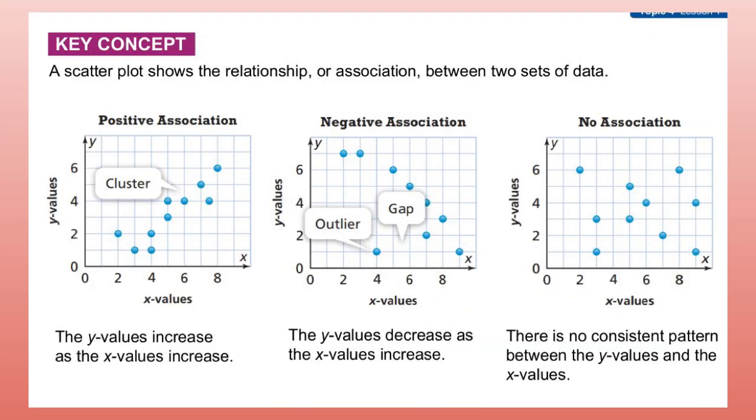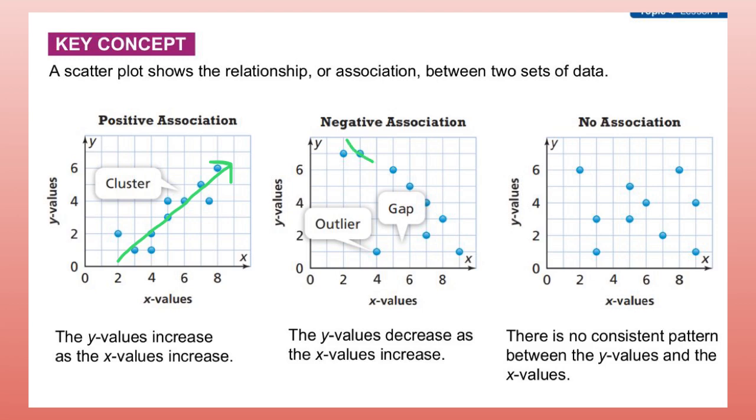All right, if you turn the page, your key concept is on the next page. And this is just a summary of our lesson. A scatter plot shows the relationship or association between two sets of data. If they are both increasing, it's a positive association. A cluster is a group of dots very close together.